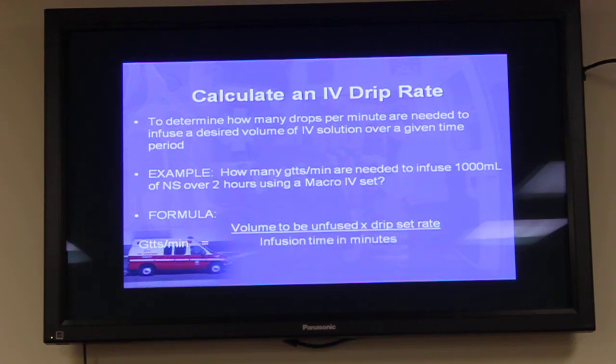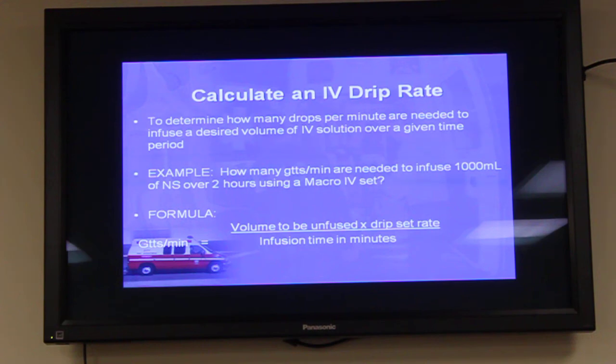The formula we're going to use for this is quite simple. Volume to be infused divided by the infusion time in minutes, and we're going to multiply the sum of that by your drip rate set. I'll show you more on this next slide.